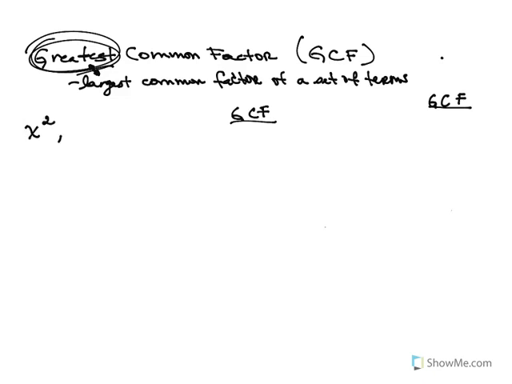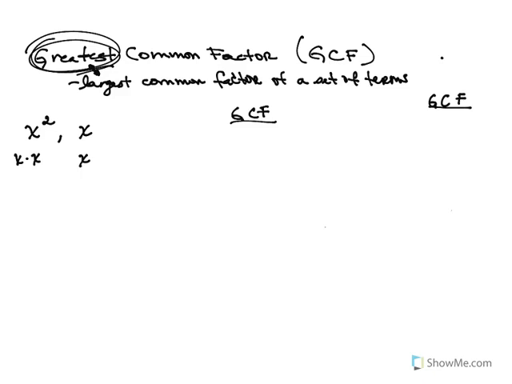Okay, so let's look at x squared and x. So we're looking for the greatest common factor, okay? Here's what we need to understand about the variables. X squared means x times x. The factors of this one is just an x.